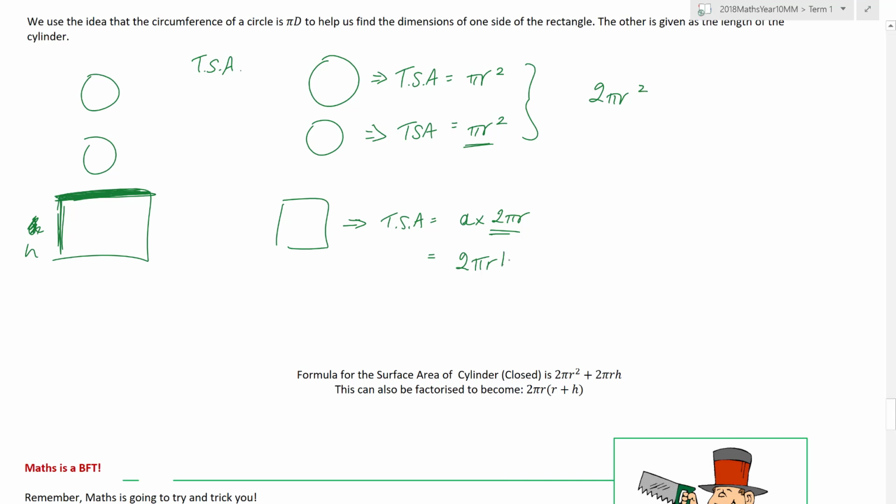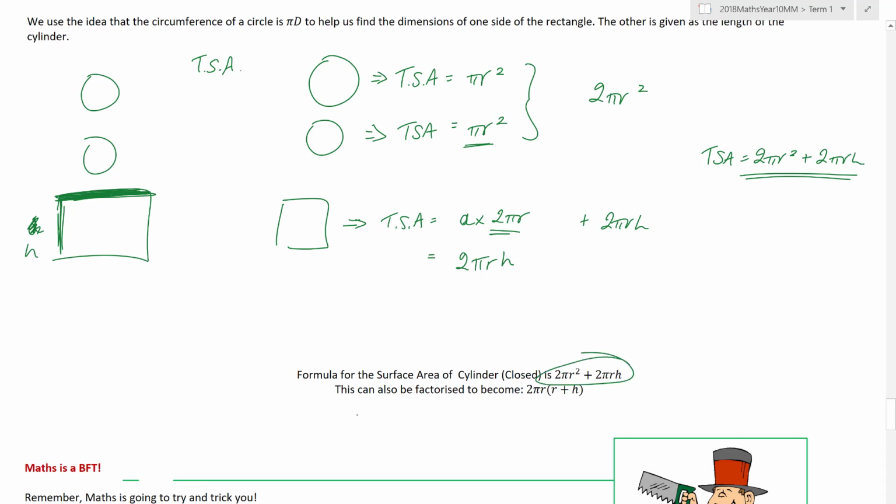So 2 pi r h, which, when we add that to my total surface area, gives me the total surface area for a cylinder as 2 pi r squared plus 2 pi r h. I would never remember a formula. I don't like doing that. I always look at it and go, it's a circle and a rectangle, and I'll work them out individually and add them together. So it's totally up to you.